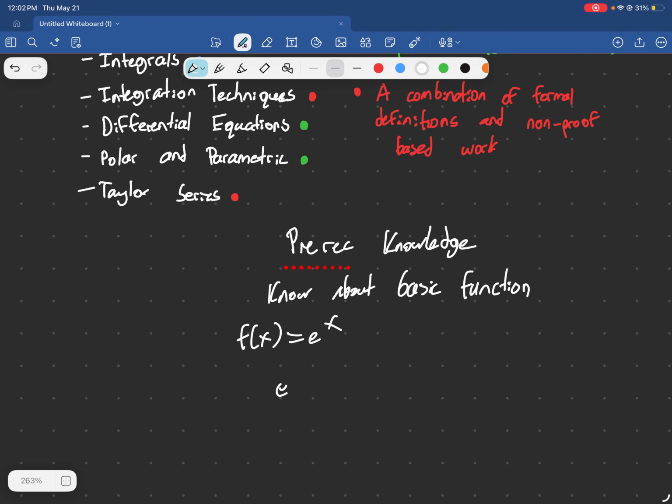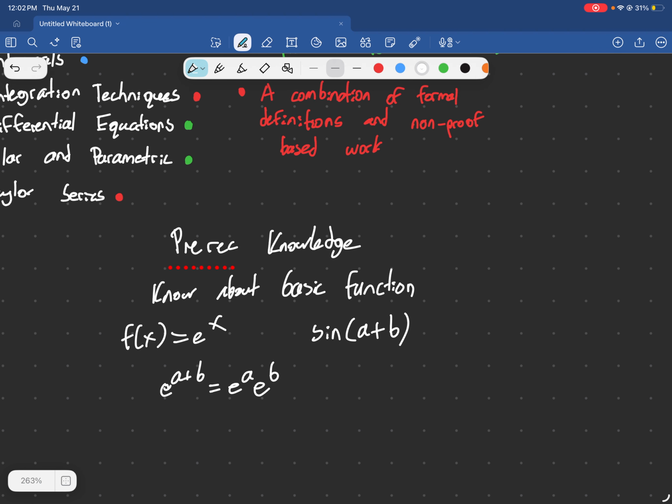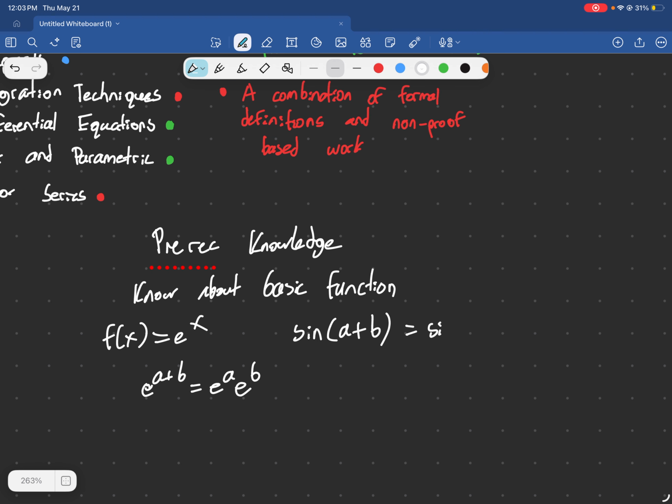You should know that e to the a plus b equals e to the a times e to the b. If I were to give you, let's say, sine of a plus b, you should be able to tell me that this is going to be sine a cosine b plus sine b cosine a. You should know your Pythagorean identities, like sine squared plus cosine squared equals 1.